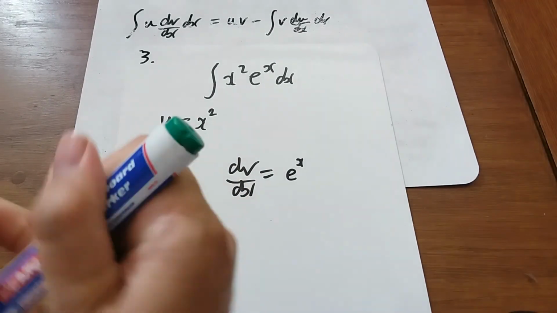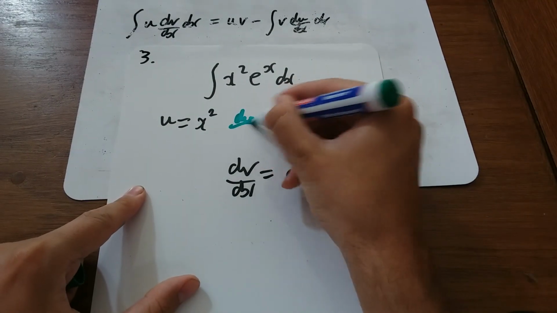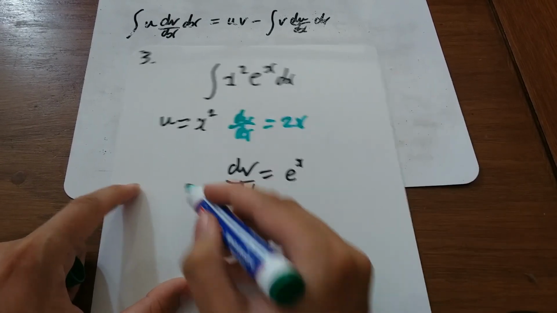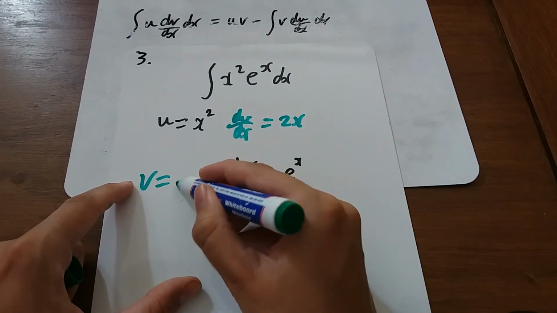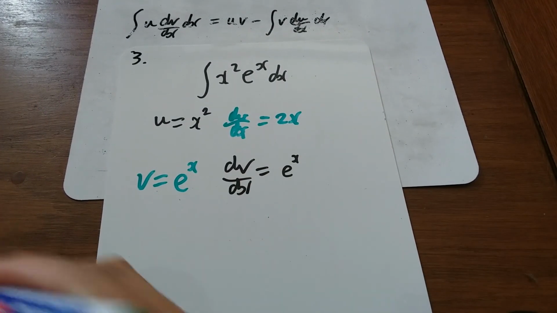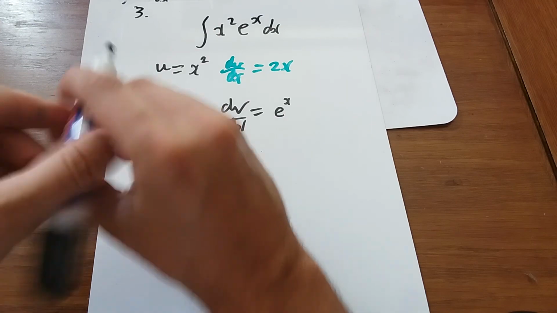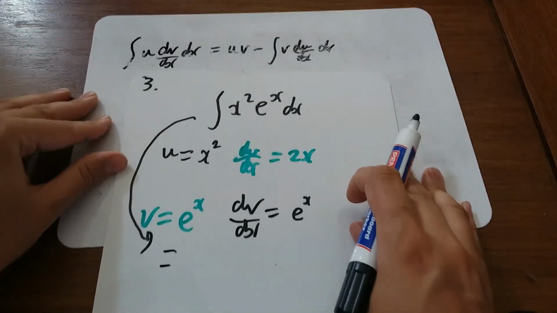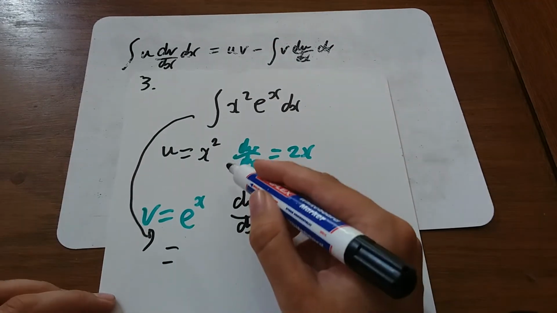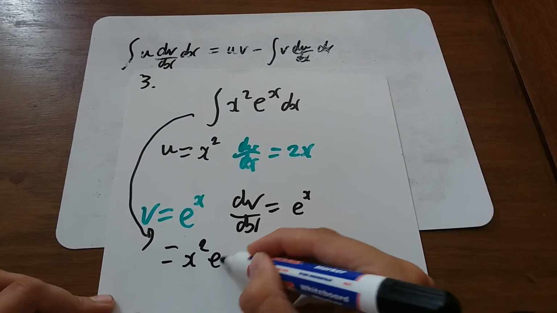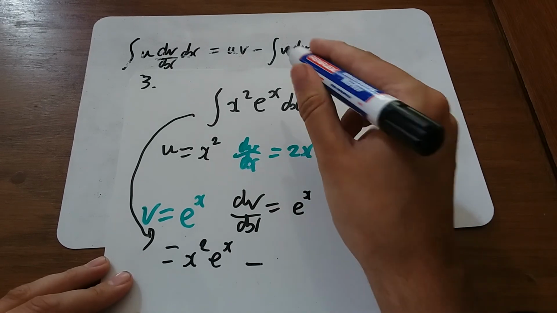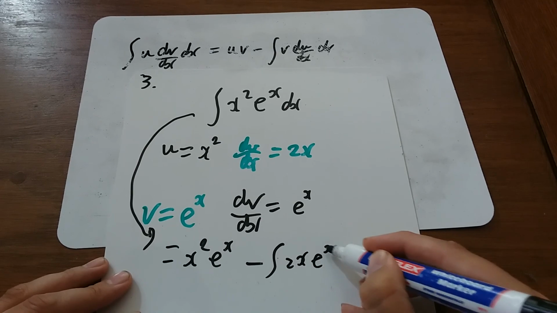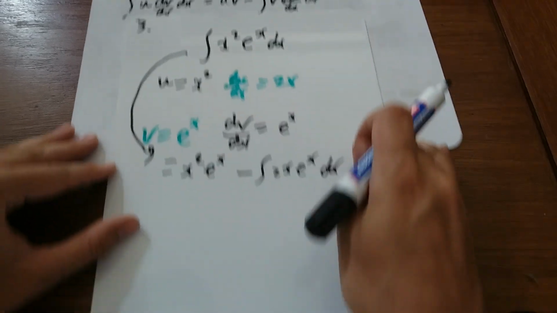Second colour. du dx, differentiating this one, is 2x. Integrating this one, well, integrating e just keeps it the same, e to the x. And so my original integral here is equal to, well, let's get our formula up again. u times v, so that thing times that thing, x squared e to the x, minus the integral of that thing times that thing, 2x e to the x dx.